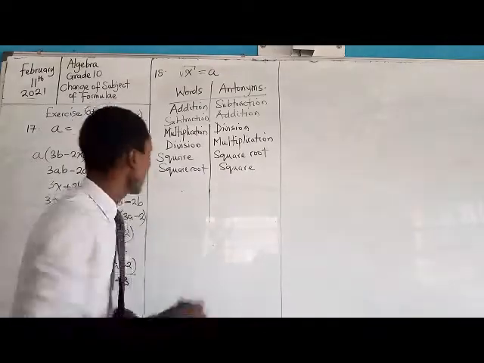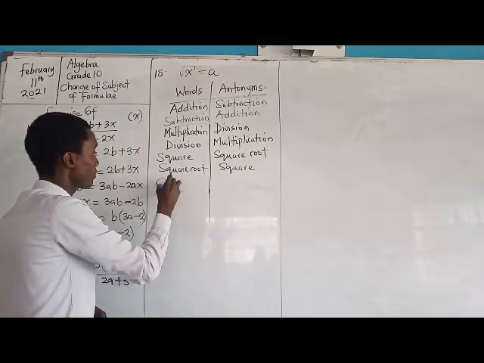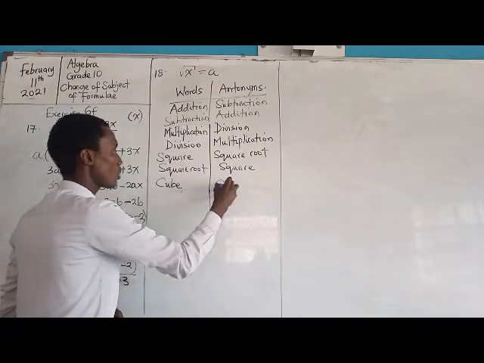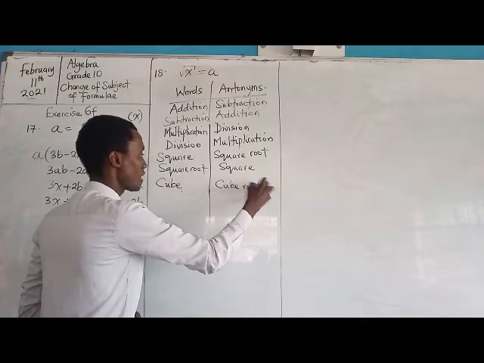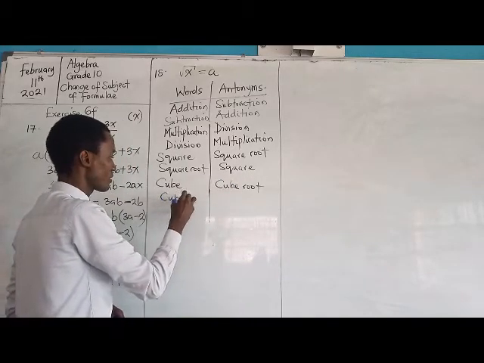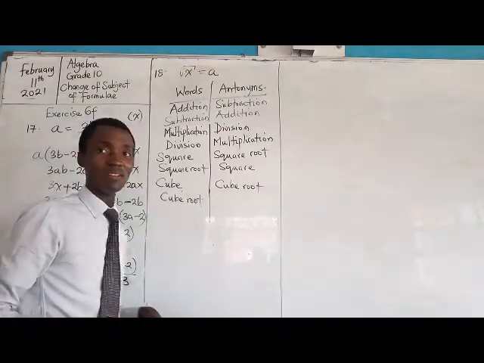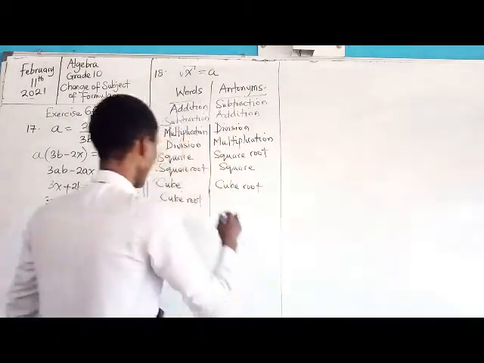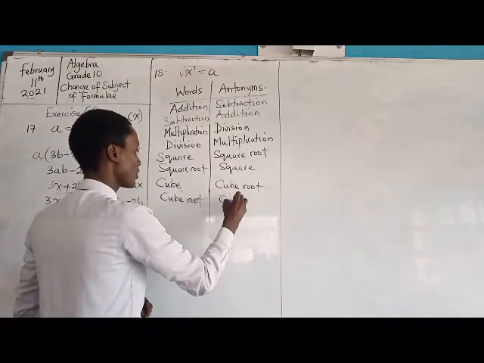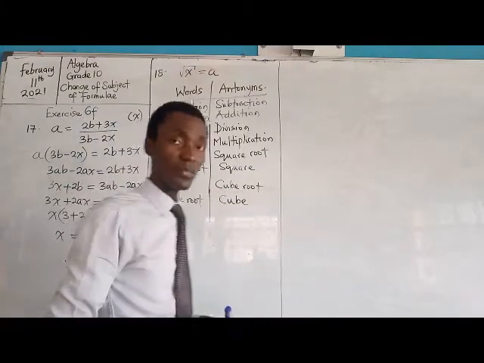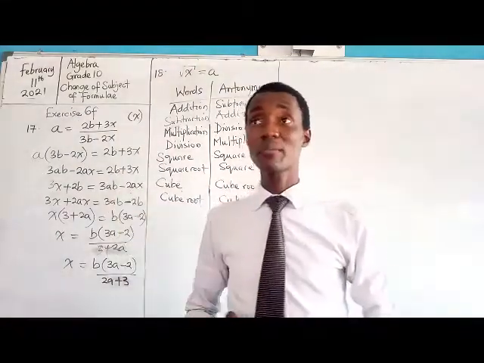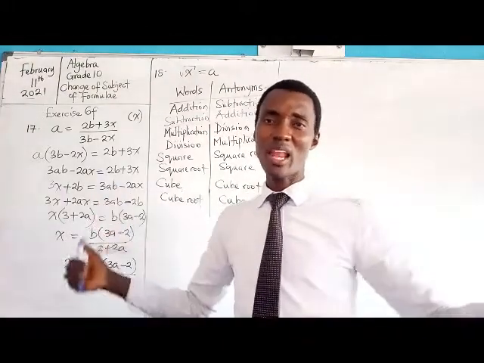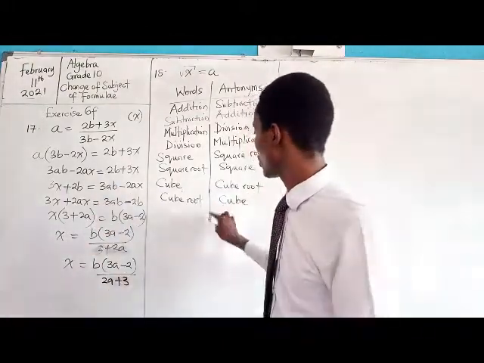We're almost done. If I say cube, the antonym becomes what? Cube roots. And if I say cube roots, somebody's wondering why all the waste of this. It is very important. And the antonym becomes what? Cube.